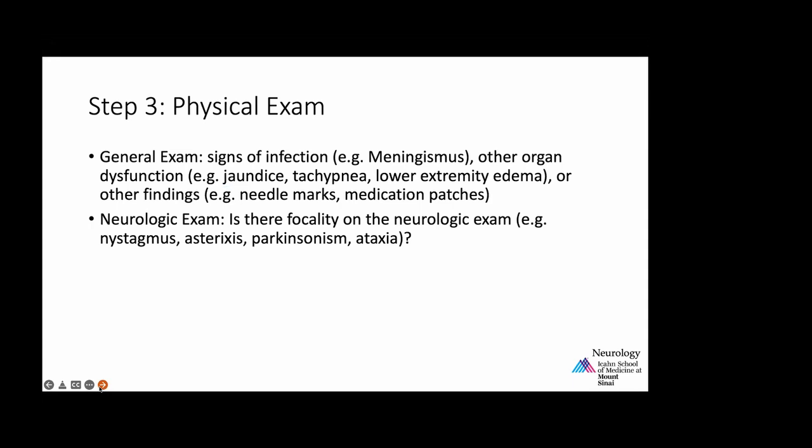And so the general exam is critical in looking for any signs of organ dysfunction, looking for anything to suggest drug use or infection. And then the neurological exam, you want to really look and see if there's any signs of focalities, as we call it. So if you're looking to see, like in our patient, is there asterixis, is there Parkinsonism, is there ataxia? And those can kind of give you hints as to the etiology as well.